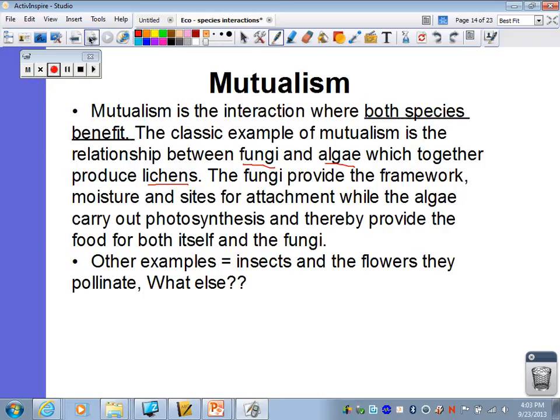If one isn't benefiting, then that would actually be the next one that we're going to talk about, which is commensalism. Same thing with the cleaner fish. That's kind of a classic example. You've got that little cleaner fish stuck to a shark. If the cleaner fish is getting food from the shark, and then also protection from the shark, and then the shark is getting a free cleaning, as long as they're both benefiting, that would be mutualism.